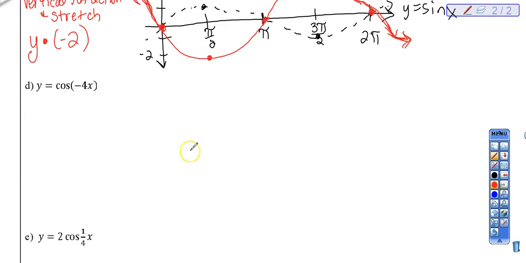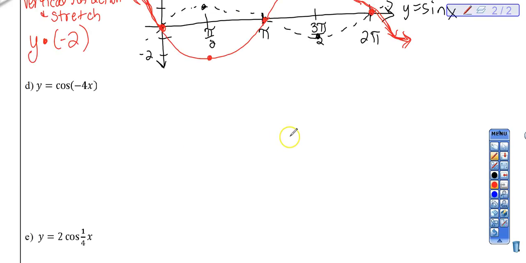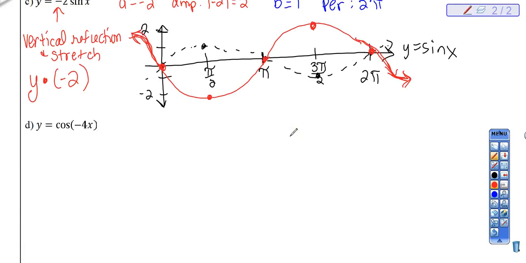So what I'm going to do is D with you, and then I'm going to have you do E and F on your own. So this last one, the reason I'm doing this with you is we're going to have to adjust the way we draw the graph a little bit. So let's take a look at the equation. It's a cosine function. So y equals cosine of negative 4x. So our A is 1.